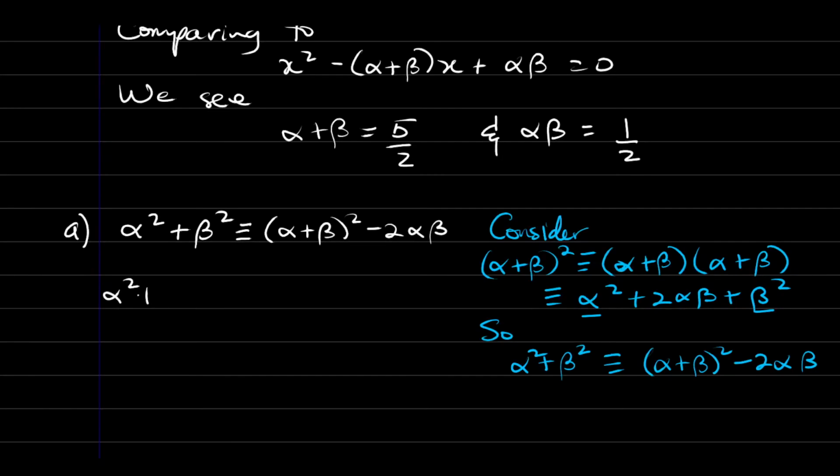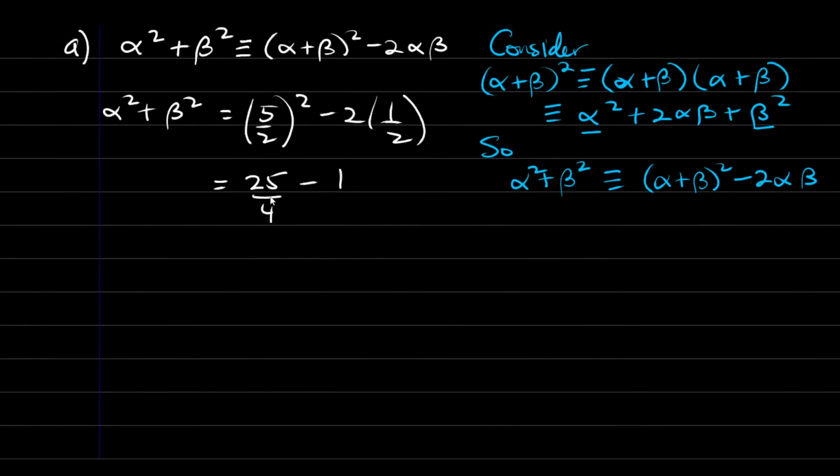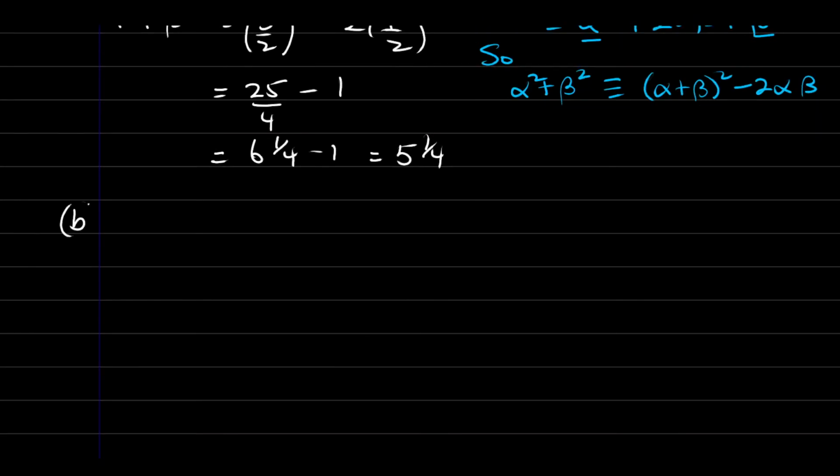So alpha squared plus beta squared is going to be alpha plus beta, which is 5 on 2, square it, minus 2 into a half. And this here is 25 on 4 minus, this here will be equal to minus 1. So this here is about 6 1/4. So we can just simply say 6 1/4 minus 1 and get 5 1/4. Right? And that's our answer for that one. Let's go on to the next one, B.